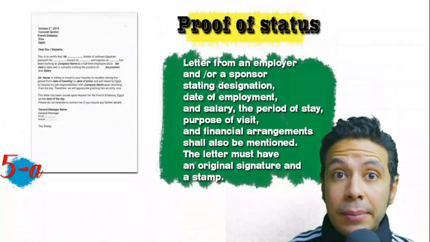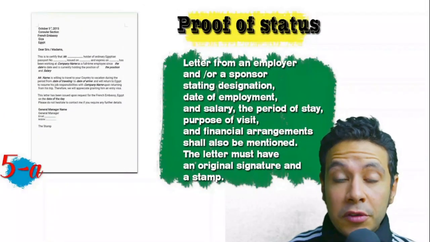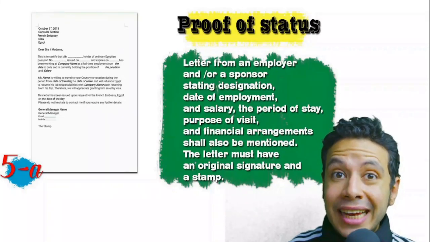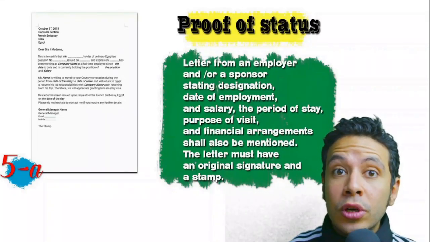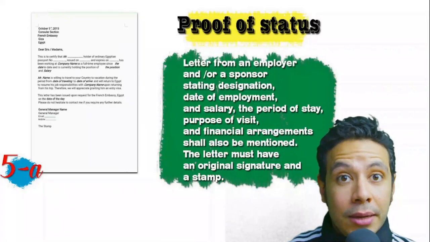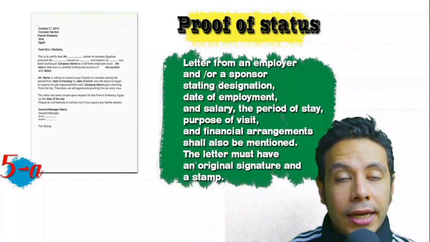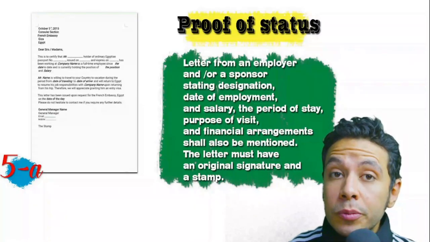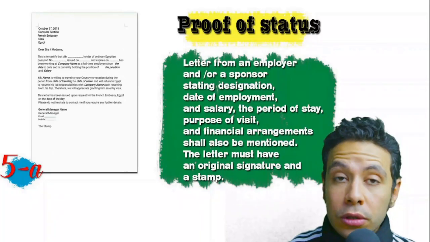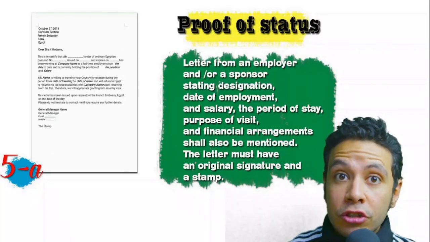In most of the visa application processes you will be required to provide a proof of status. For example, if you are an employee, you will have to provide a letter from your employer or from your HR department mentioning your name, your work details, and your salary. Both address and contact numbers should be mentioned also in that letter. And all letters must have an original signature and a stamp.